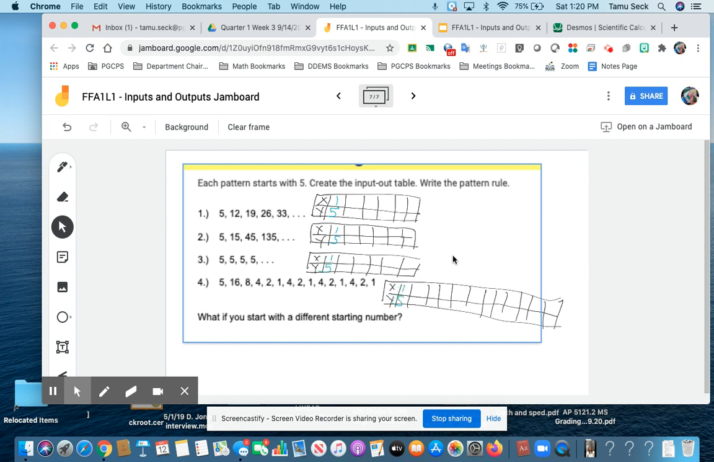Five is the first number for each table. So for question number 1, we're talking about the first number, the second number, the third number, the fourth number, the fifth number. And we start with 5, and then as we go from 5 to 12, 12 to 19, 19 to 26, 26 to 33, we're adding 7. So that's the pattern. You add 7.